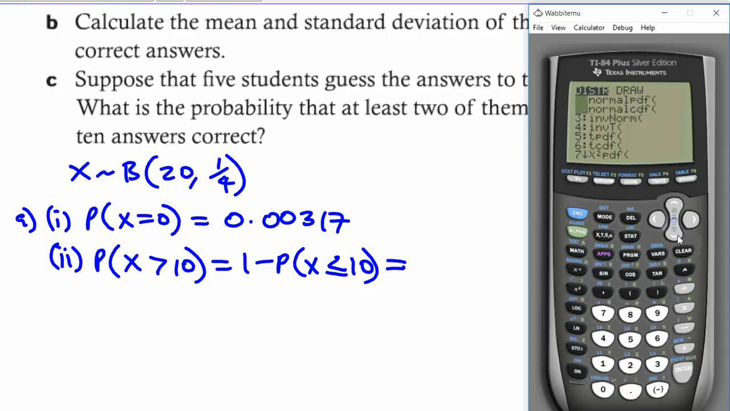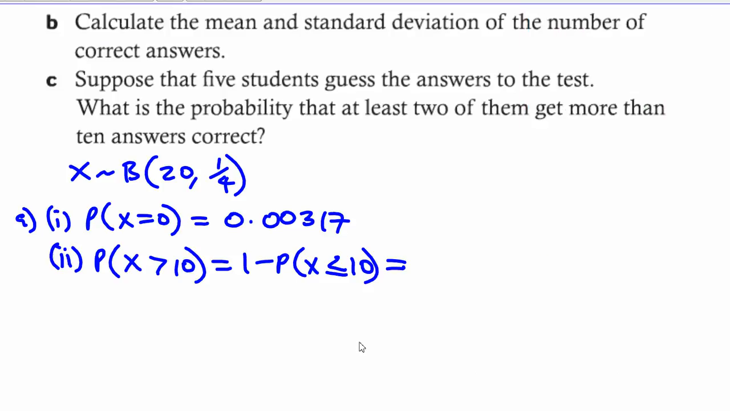And then you go for cumulative probabilities of the binomial distribution. Number of trials is 20. Probability of success 0.25. X value 10. And you will be able to get your answer, which is 0.00394. Okay, so 0.00394. Great.